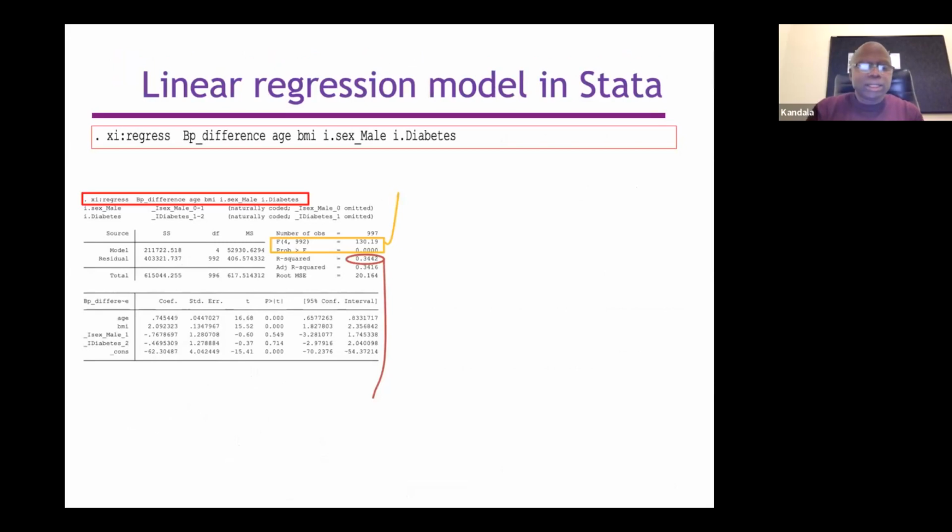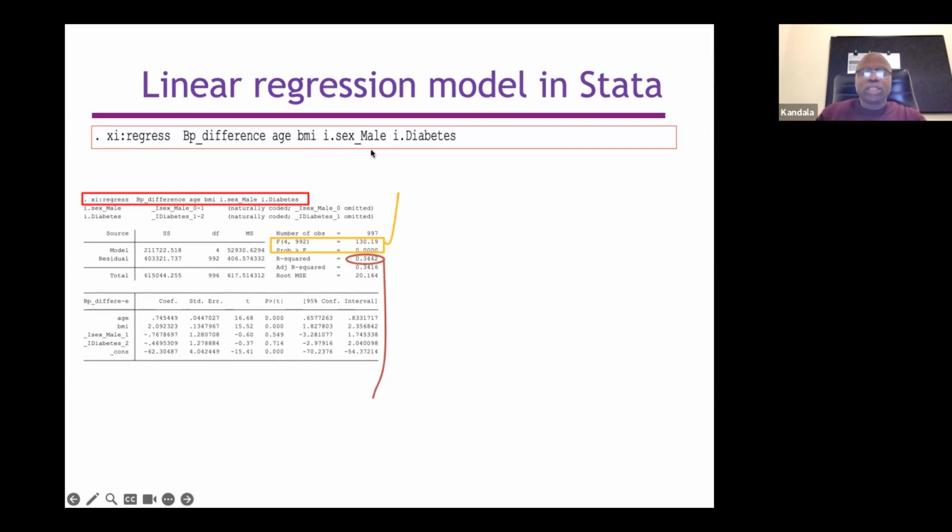So in our case, for the example of blood pressure difference, we were looking at age as an independent variable. In Stata, it is very simple to add a variable. So the blood pressure difference with age may be altered or confounded by the BMI of the person, the body mass index of the person. So you just add the body mass index of the person.